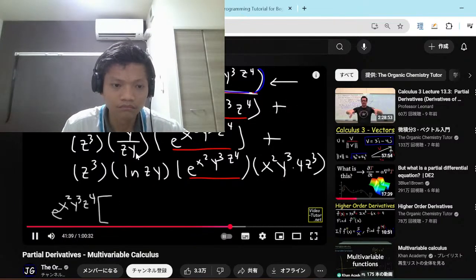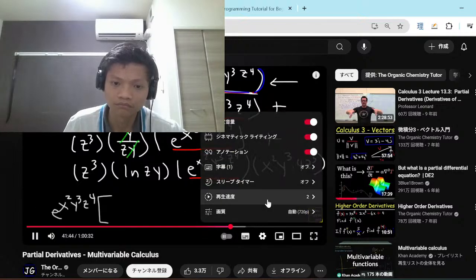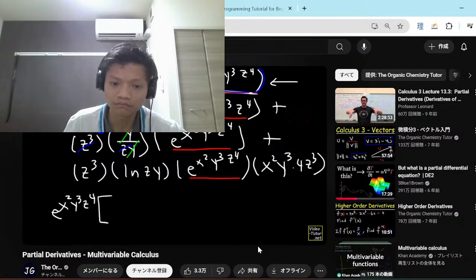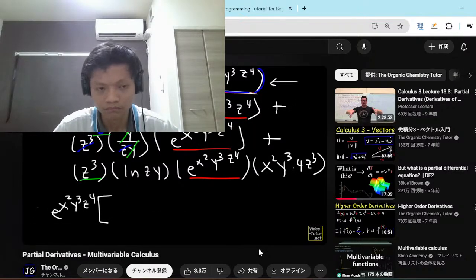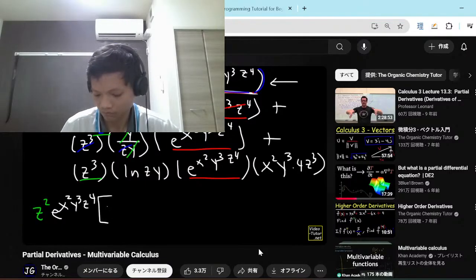That's a common term. And we can also cancel a y, and z will cancel, so that becomes a z squared. So we can take out a z squared from every term. So let's put that here. Now, this is gone, and we took out the z squared. So we're left over with 3 times ln zy.